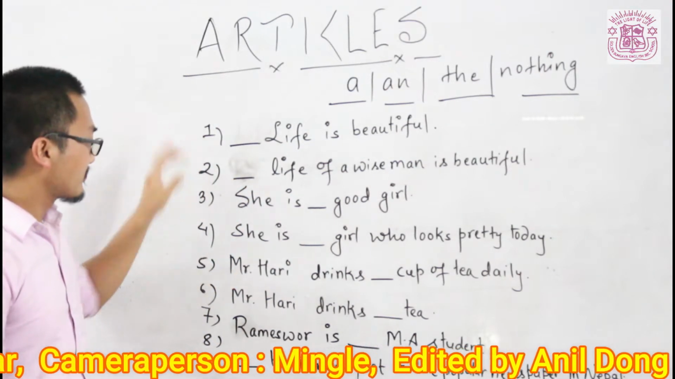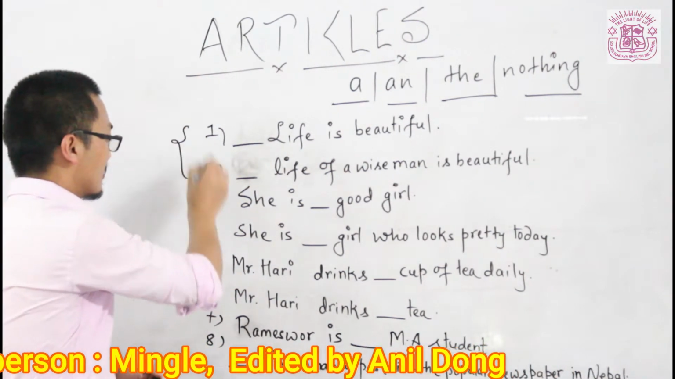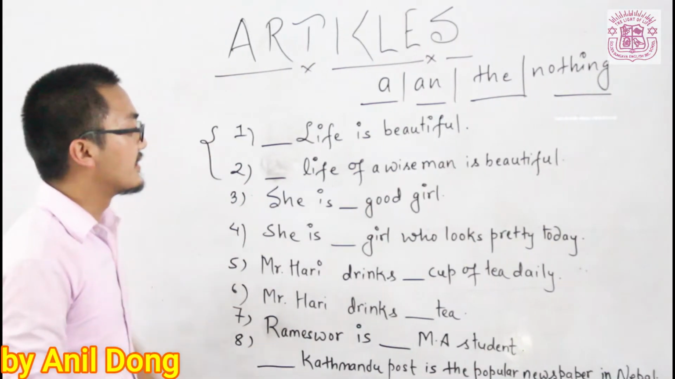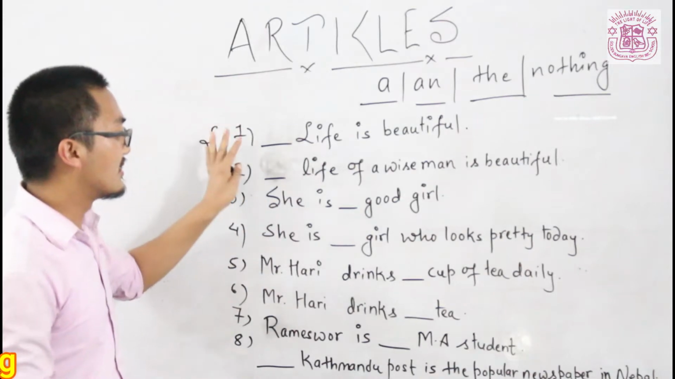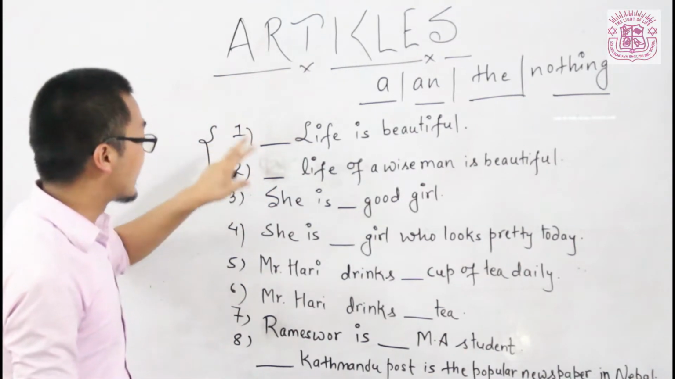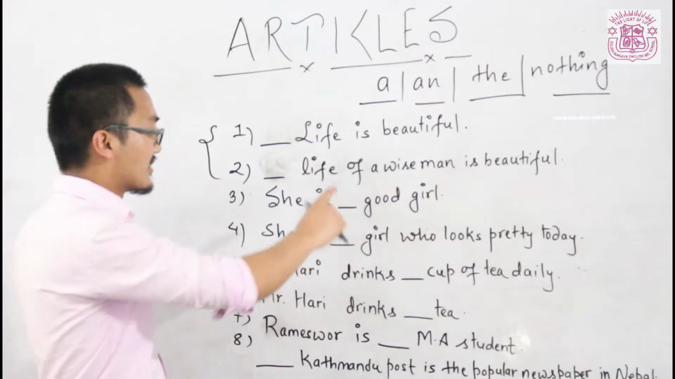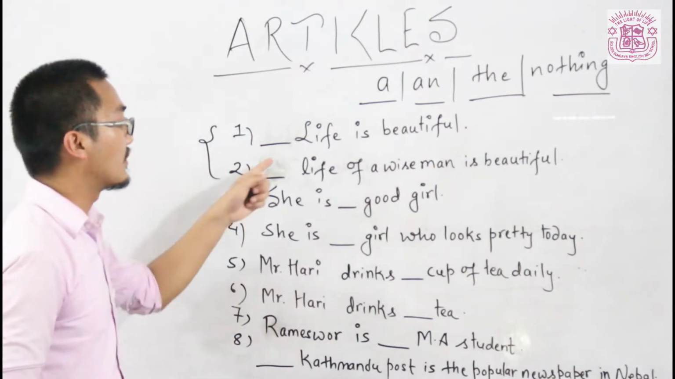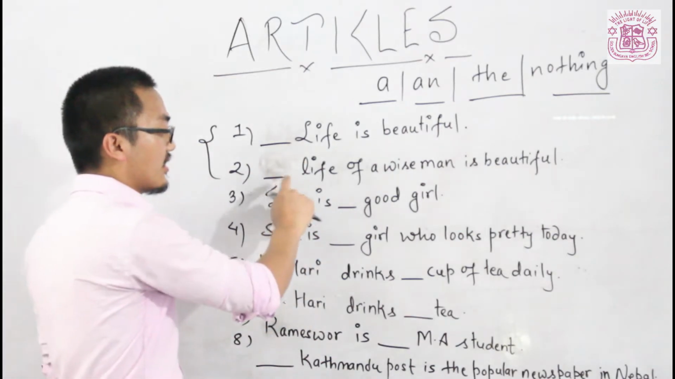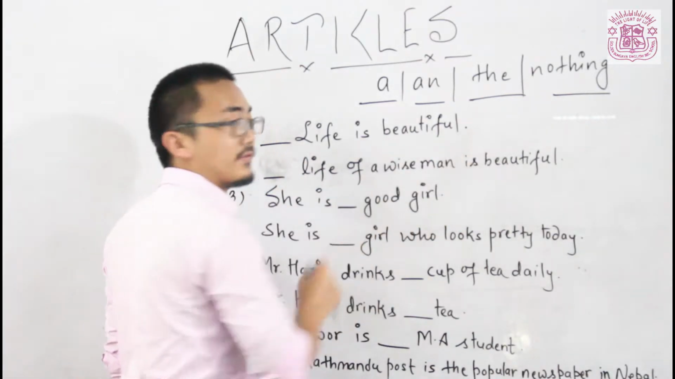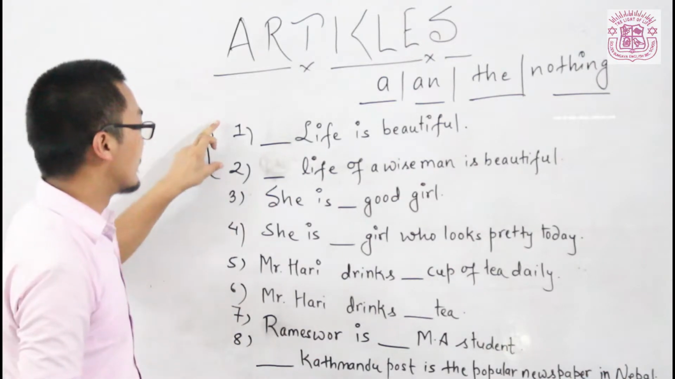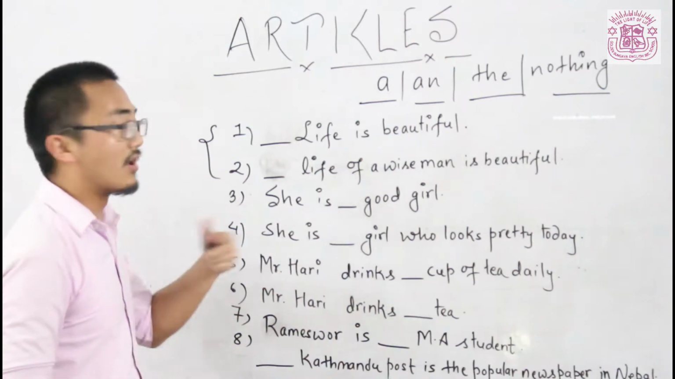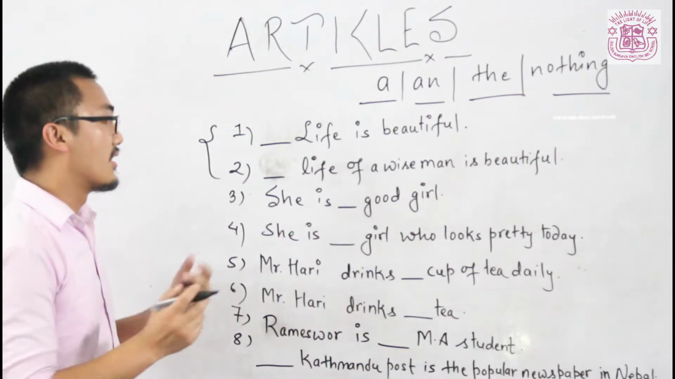You can see the two sentences, number 1 and number 2. They look a little bit similar, but something is missing about them. Look here: life is beautiful. I think you can guess what the answer will be. And the next one is: life of a wise man is beautiful. So what is the difference between these two questions? If you are very smart, then you already know the answer.